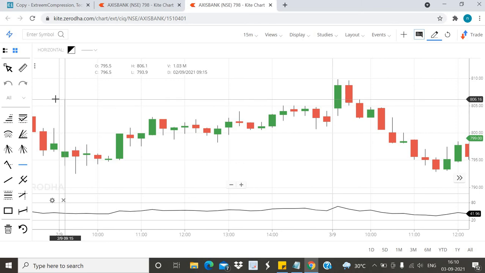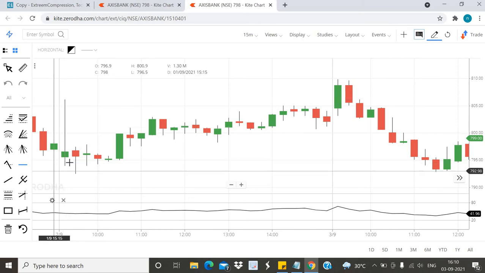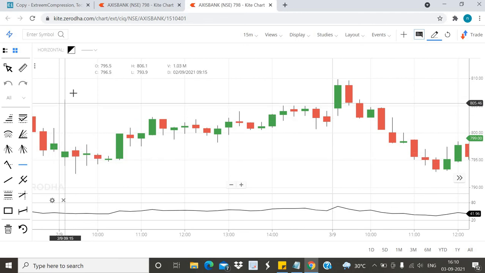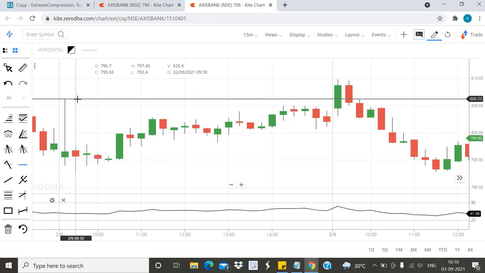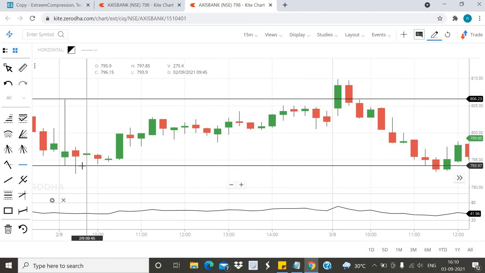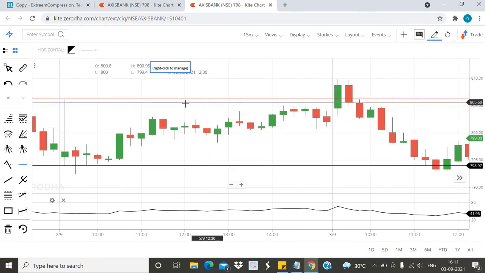So this is the first 15 minutes candle on 2nd September, and let me mark the high. This is the high, this is the low. So we have to check whether any candle is closed above or below the first 15 minutes candle. If a candle has closed above or below the first 15 minutes candle, then we should not take that stock, because we have to consider an extreme compression stage in which the stock does not break the opening range high and low.